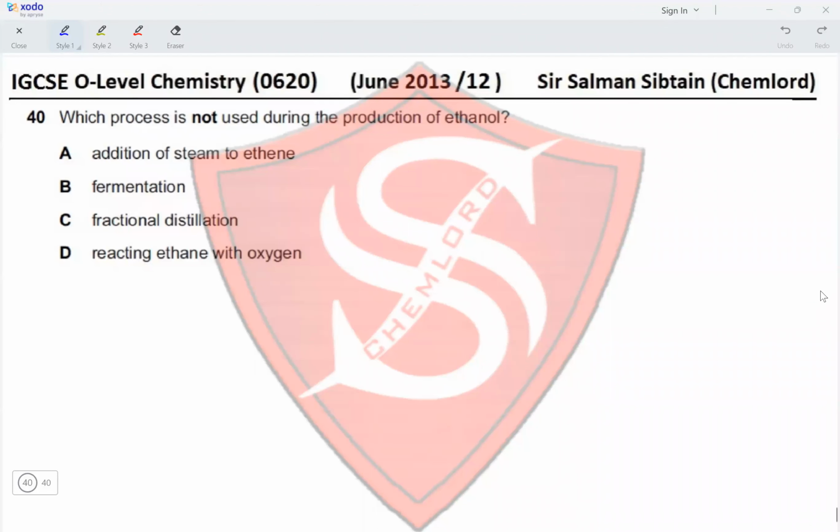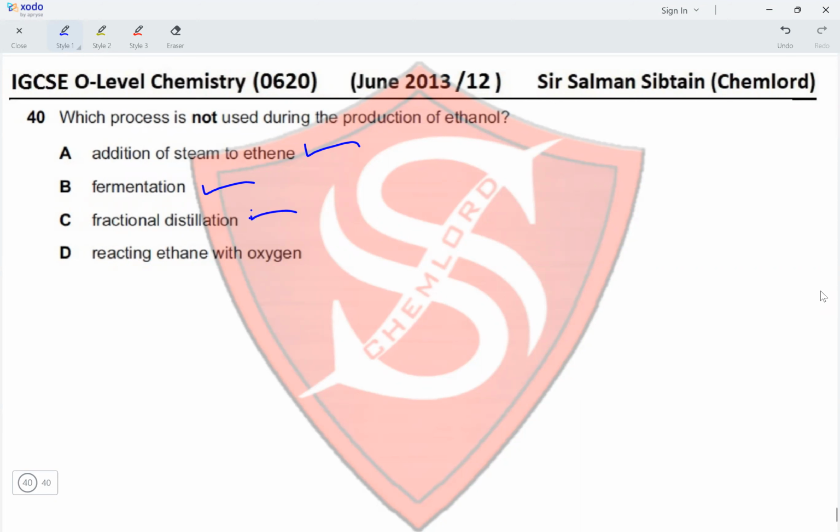Question 40. Which process is not used during the production of ethanol? Addition of steam to ethene? Yes, this is used. Fermentation, sugar being converted into ethanol and carbon dioxide? Yes, this is used. Fractional distillation is used to separate ethanol from the other components.